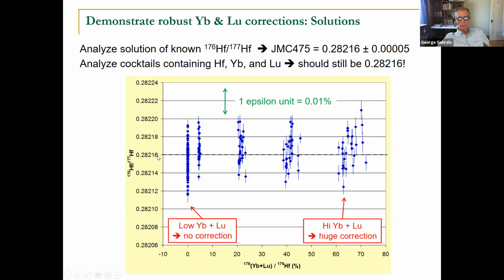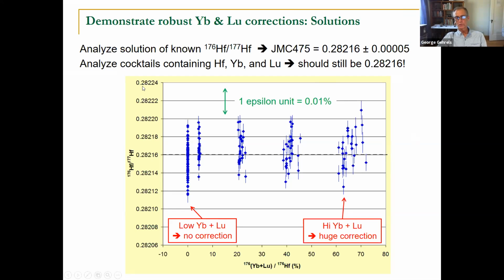You can see, oh, good news, we're kind of average about 28216. I'm going to take that JMC475 solution and intentionally add some ytterbium and some lutetium solution to that cocktail. Then I'm going to analyze it with the mass spectrometer. And so I'm going to get some ratio here that's measured from that cocktail, which is huge, right? 0.3, 0.4, 0.5, something like that.